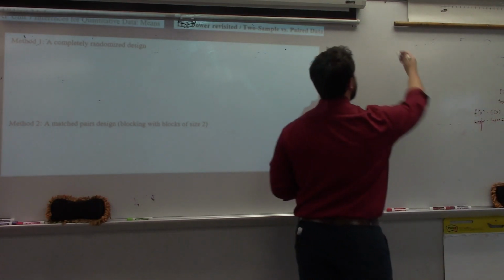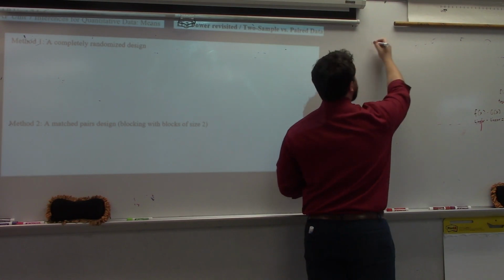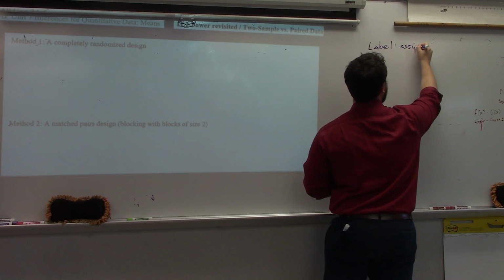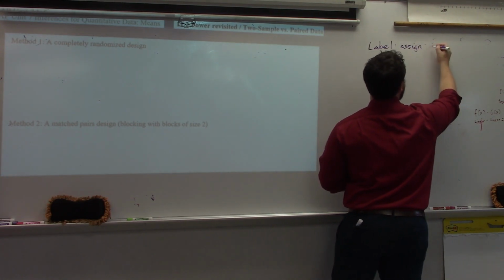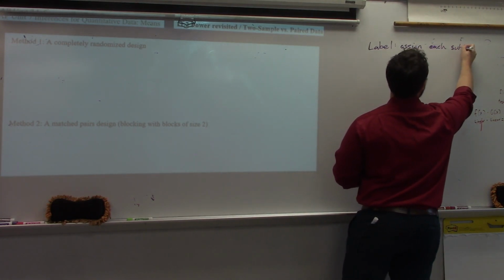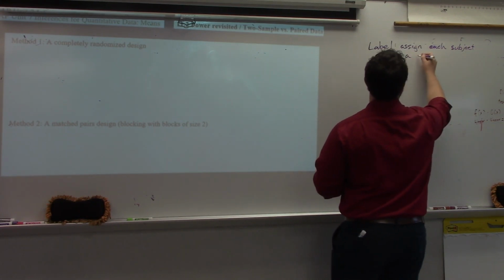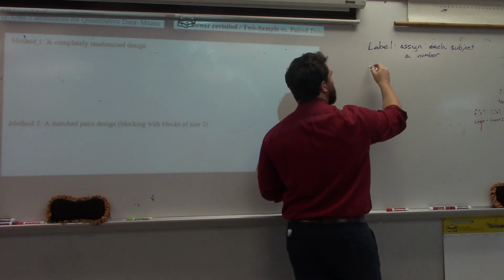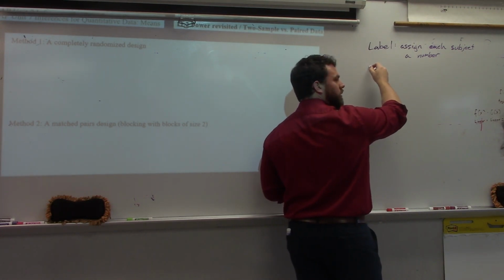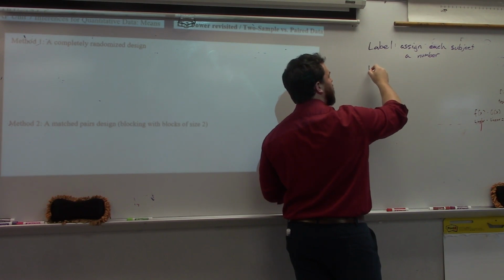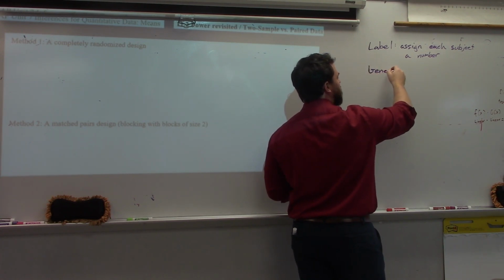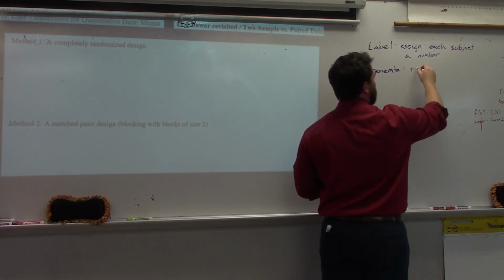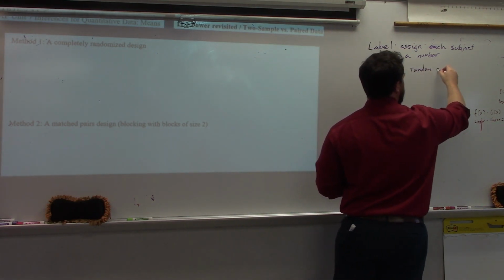Okay, so that is it, that's label, I think is the term we use, right? So we label, we assign each subject a number. Have I done that? Yes. Now label, assign each subject a number. And then I think the term we used was random number process. We said generate, right? And we need to use a random process.